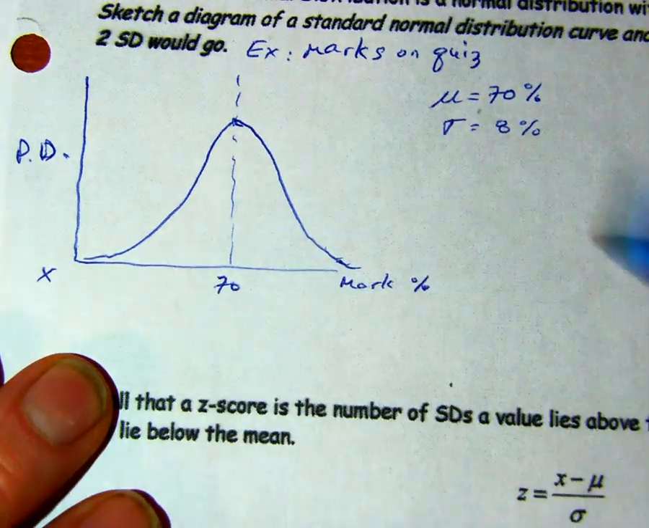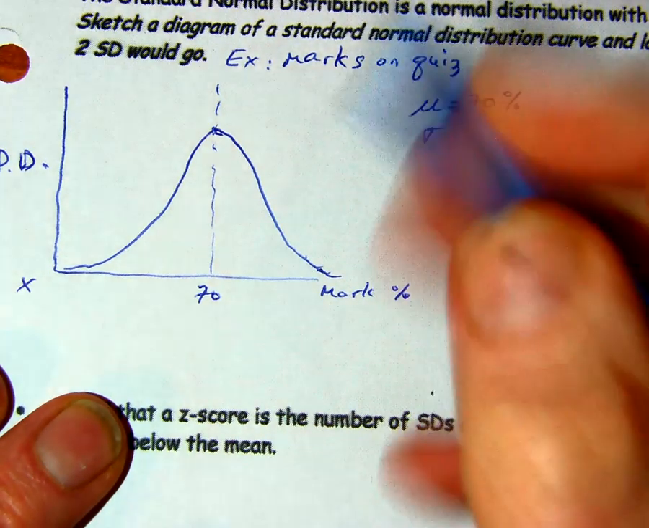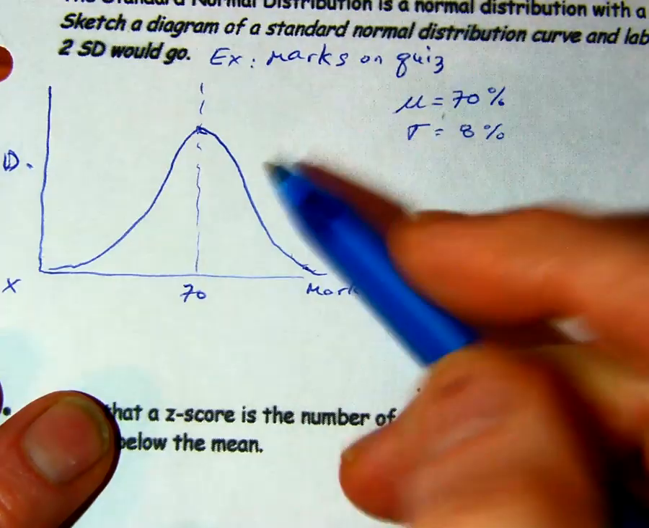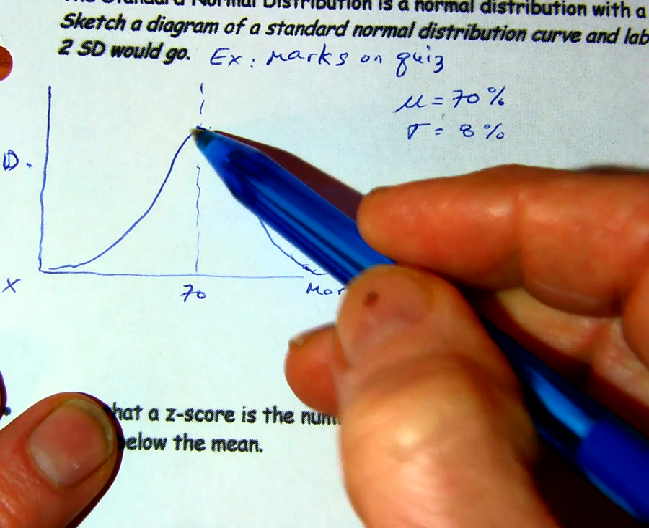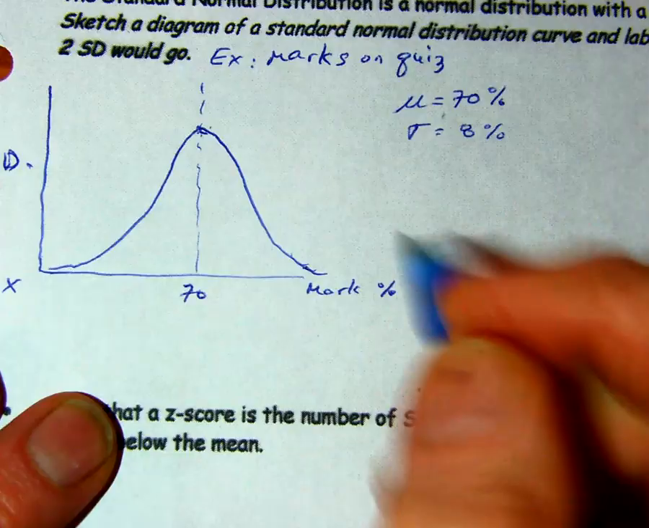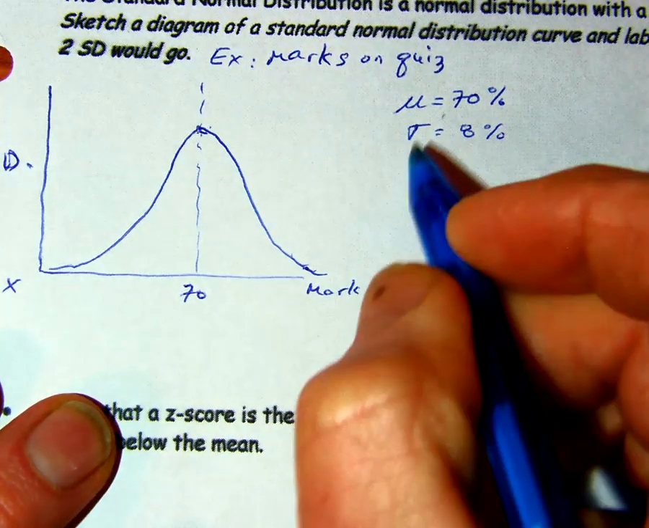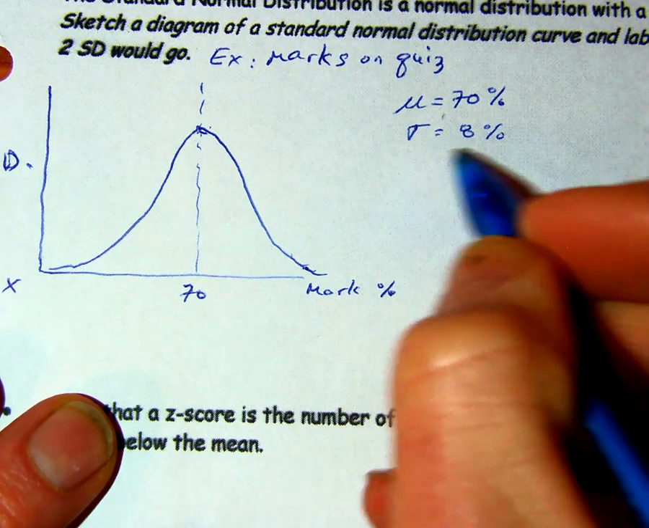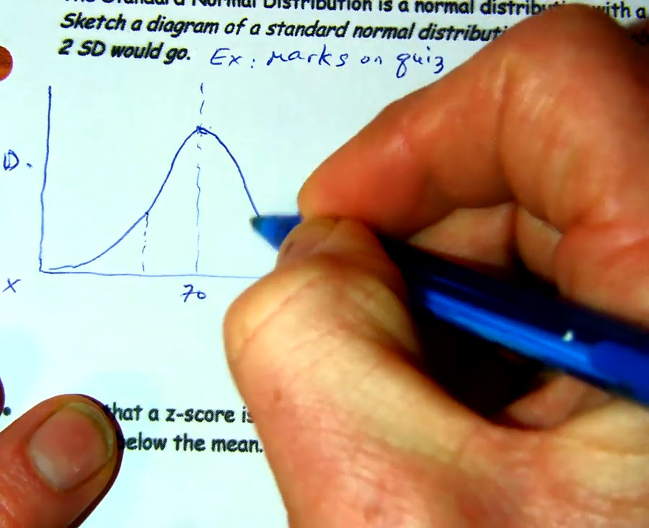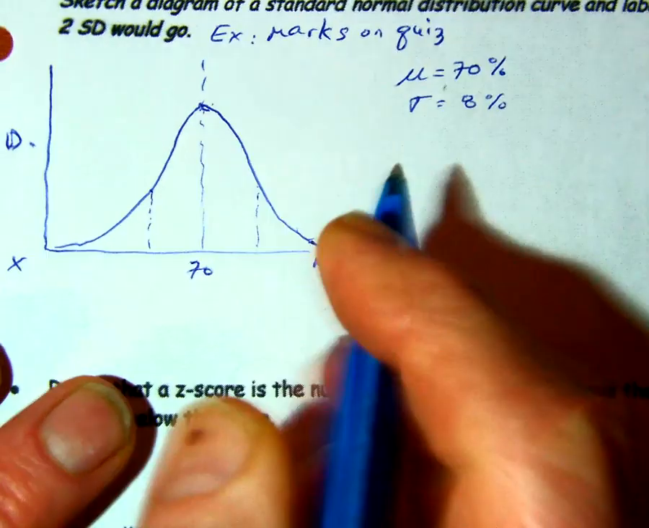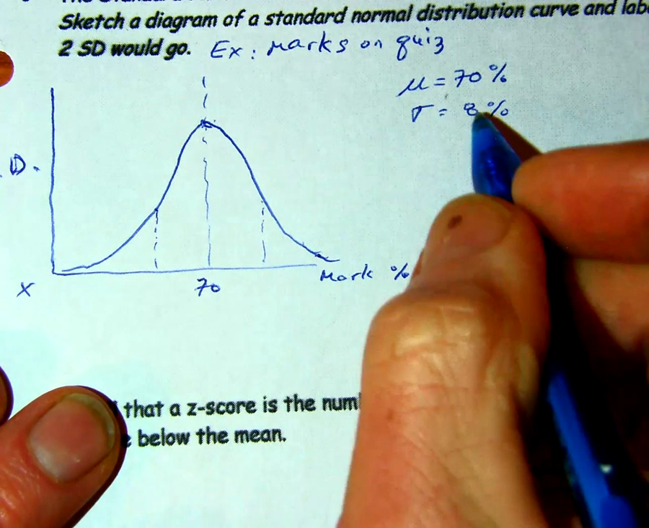So we're going to have a whole bunch of marks, right? Let's say we had a really big class. Let's say there were 200 people in the class. The average was 70. The mean was 70, so most people got 70. But then some people got more than 70, some people got less than 70. And if you got this data saying the standard deviation was 8%, that means 8%.